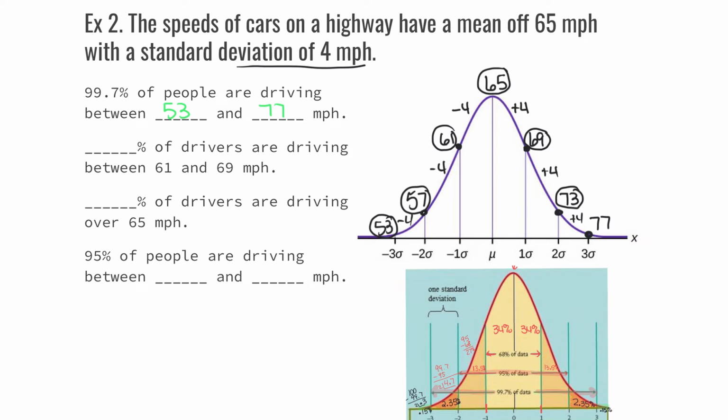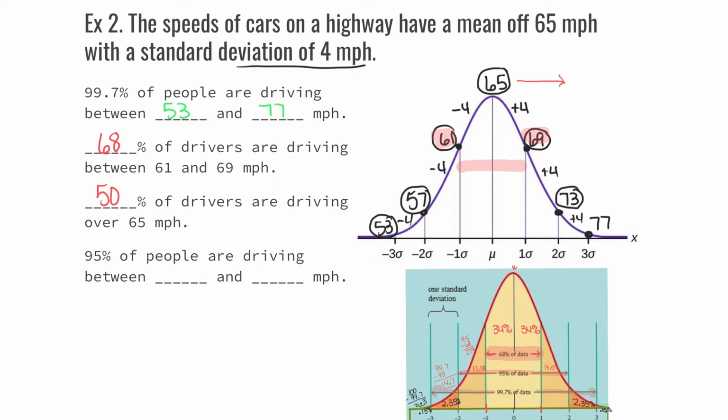So now 61 is here, 69 is here. That's between one standard deviation, and if you remember, one standard deviation is 68% of the data. So that's going to be our percent. Okay, what percent of drivers are driving over 65 miles per hour? Well, 65 miles per hour is here. That's going to be everything on this side. Well, 65 is right in the middle, so that should be 50%. 50% on the right side of the mean, 50% on the left side of the mean, should be 65.